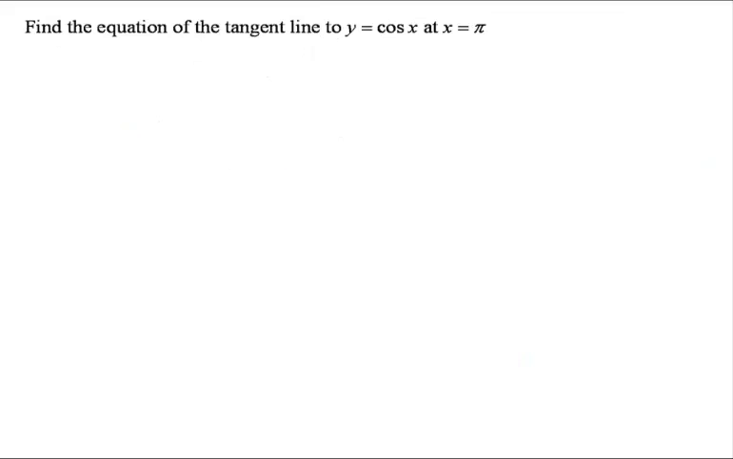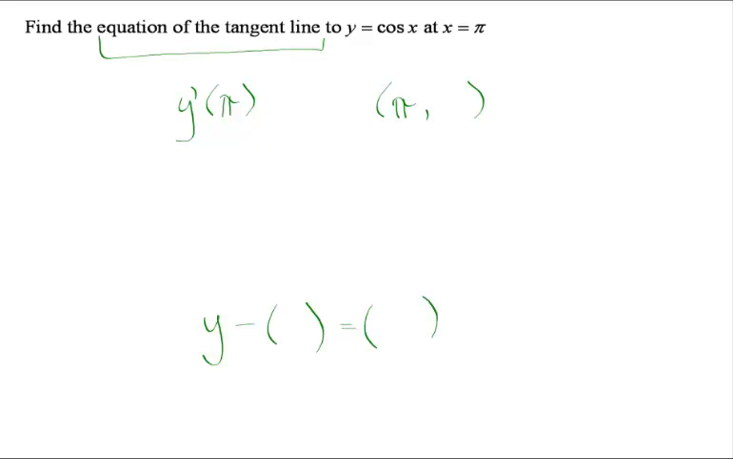Find the equation of the tangent line to y equals the cosine of x at x equals pi. We need the slope at the point of tangency, and we need the point of tangency, and we're going to plug that into y minus y1 equals the slope times x minus x1. That's what I have so far. Now I need to fill in the blanks here and here.